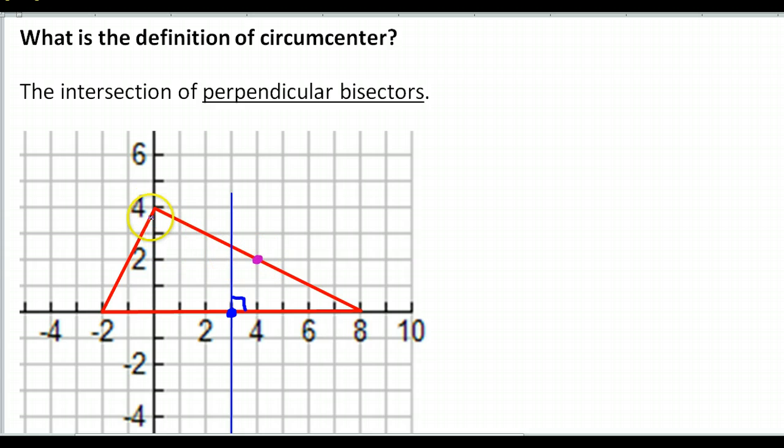See how, looking at this point, it's down 2 over 4? And then to get to the other end, I would go down 2 over 4. So because it's that same pattern, down 2 over 4, down 2 over 4 the rest of the way, that guarantees me that this will be the midpoint. Okay? So now all I need to do is perpendicular.